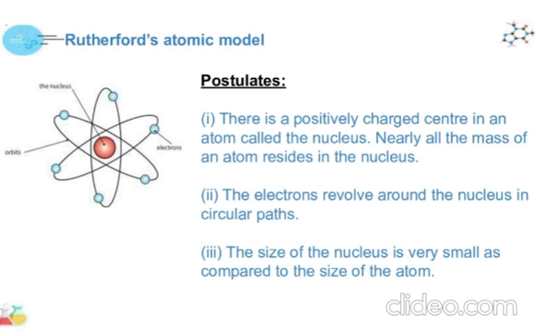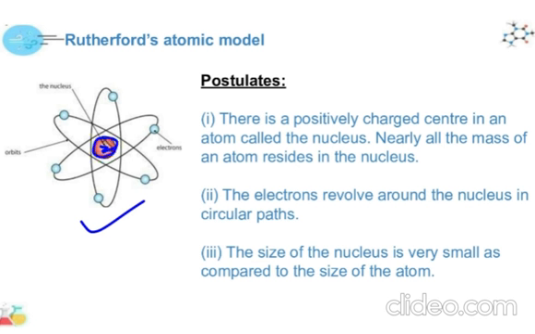Now, Rutherford gave some postulates also, that there is a positively charged center in an atom which is called the nucleus. So basically, this was Rutherford's atomic model. He said that in the middle of the atom, there is a nucleus which is positively charged, and nearly all the mass of the atom, almost more than half of it, stays in this nucleus only.